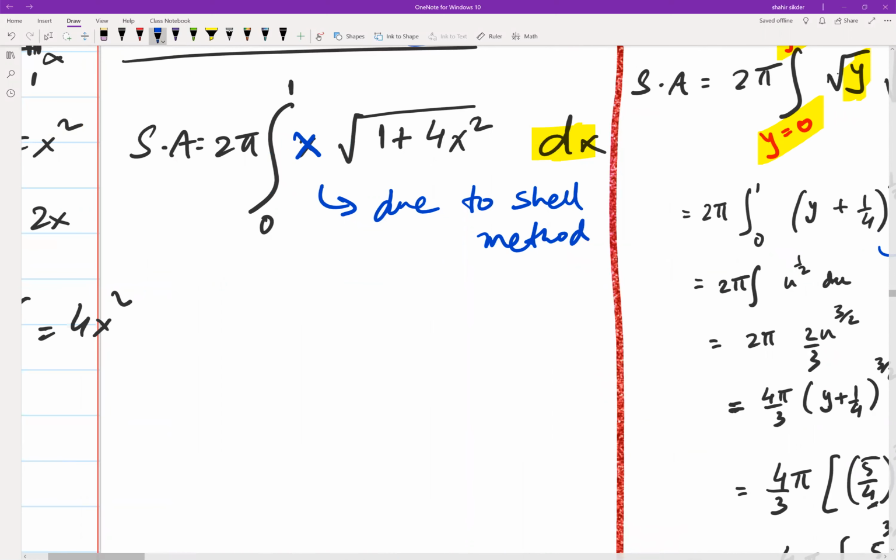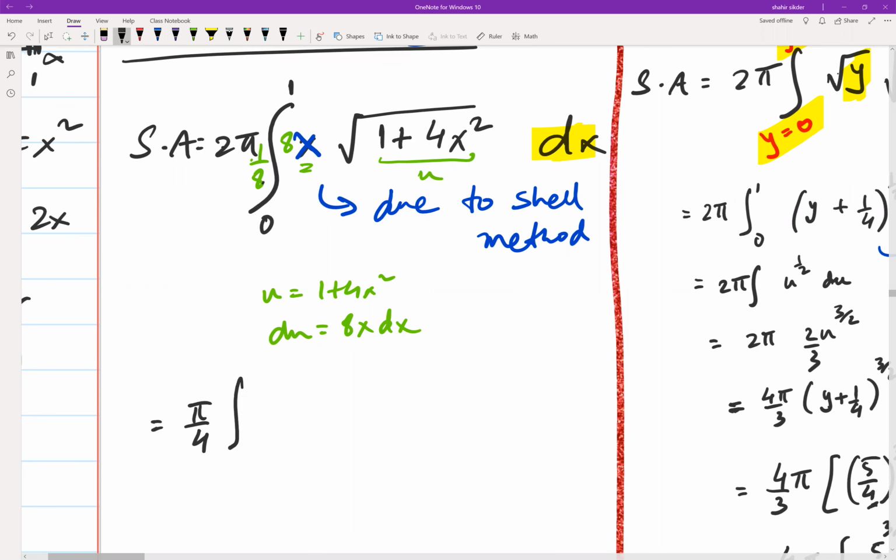So how is it going to look? Let's see. This right here is going to be my u. So let's see if I do a u sub. My u is 1 plus 4x squared. My du is going to be 8x dx. I already have an 8x. I'm going to put an 8, provided I put a 1/8 outside. 2 and 1/8 makes it 1/4. So it becomes pi fourths integral of square root of u. And square root of u is nothing but saying u to the 1/2 du.